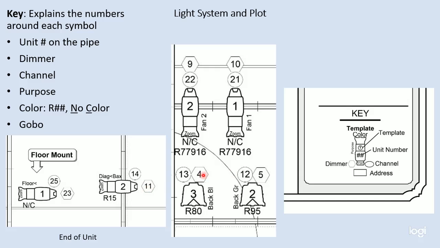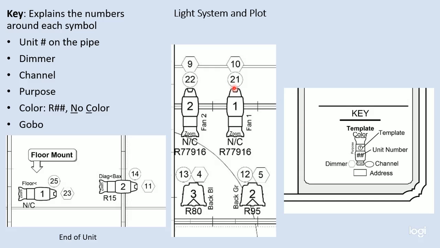Now, the next is going to be the channel number. And the channel number is the number on the light board that's going to control that dimmer. Now, I want to organize my information in a way that makes sense to me. And in order to do that, I need to be able to assign it a channel number on the board. So the number in the circle corresponds to the channel number.